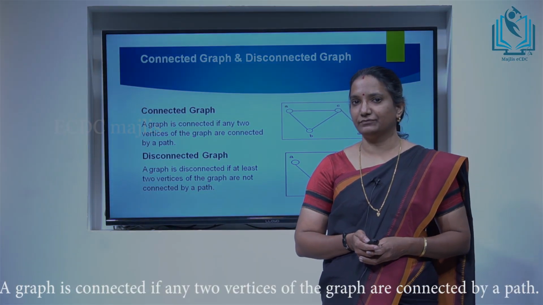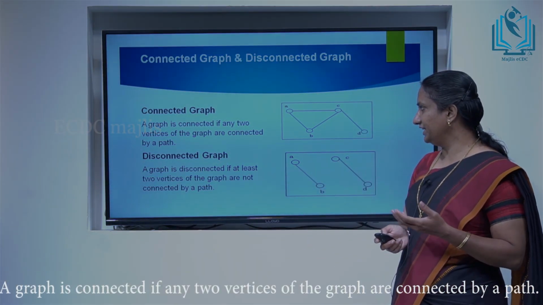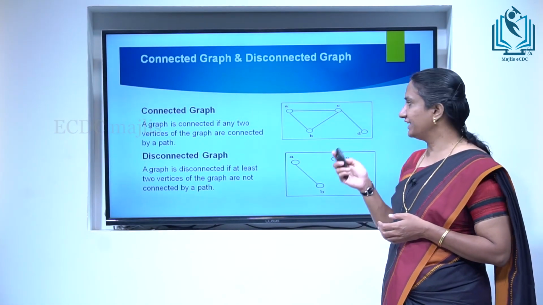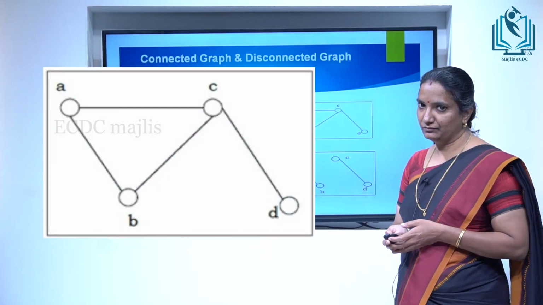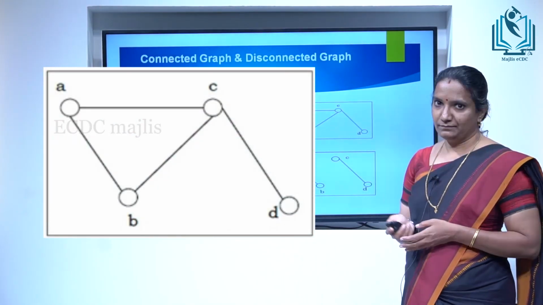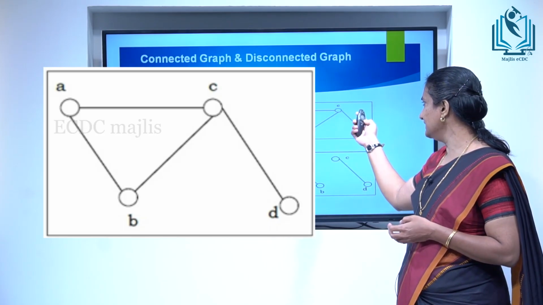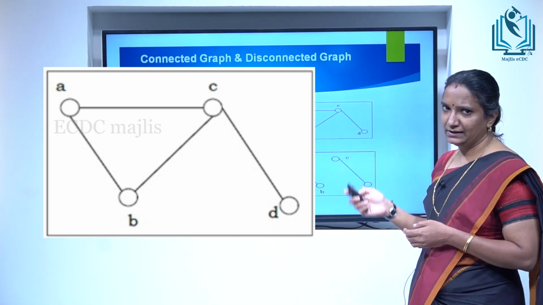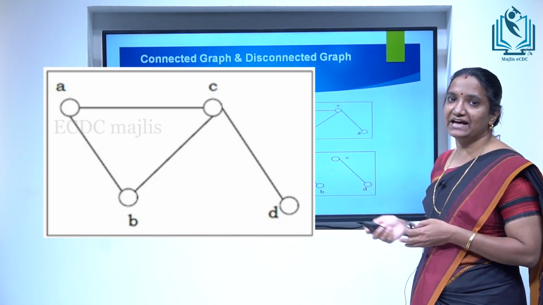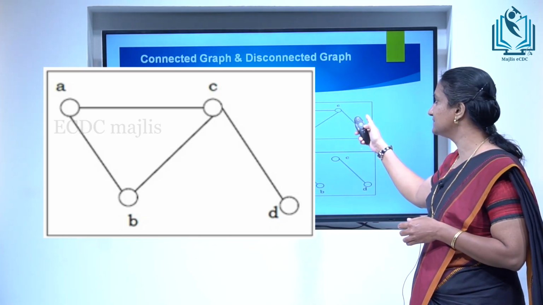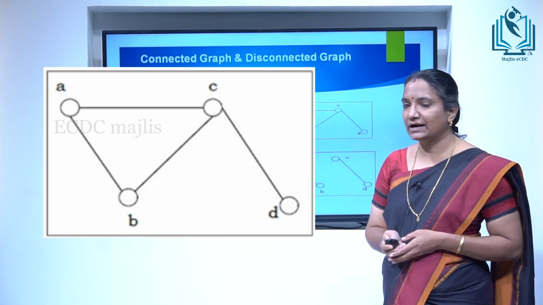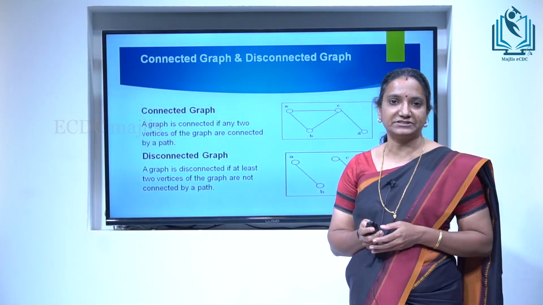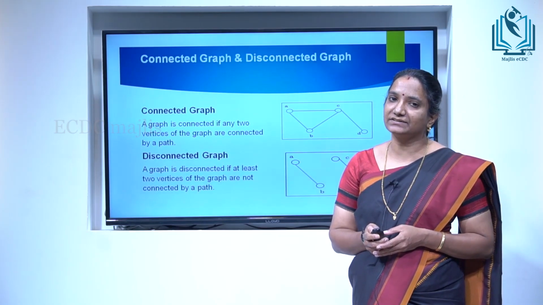A connected graph is a graph in which, if we take any two vertices of the graph, they are connected by a path. In our example graph, if we take the vertex pair A, D, there is a path from A to C, C to D, and that is called a path. If we take the vertices B, D, there is no edge between B and D, but there is a path, that is B, C, C, D. That is called a connected graph. That is, if any two vertices of the graph are connected by a path, it is called a connected graph.